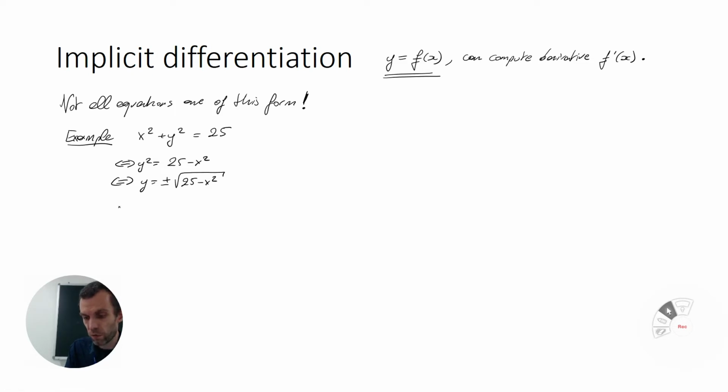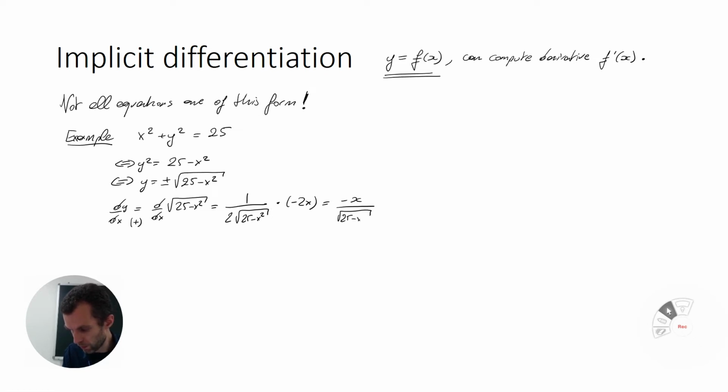And now if I want to compute dy/dx, I have to use my rules. So let's first do it for the plus sign. dy/dx of the square root of 25 minus x squared is 1 over 2 times the square root, times the derivative of what's inside the square root, so that's minus 2 times x. This is the chain rule. We get minus x divided by the square root.